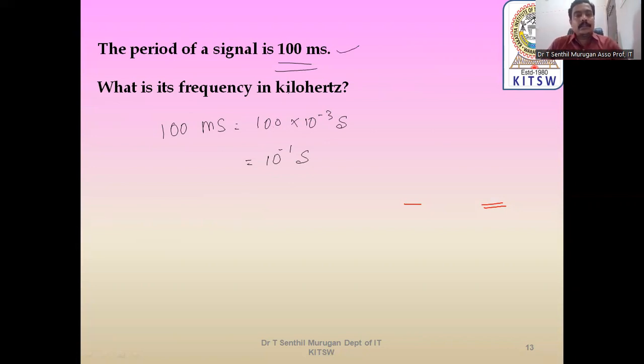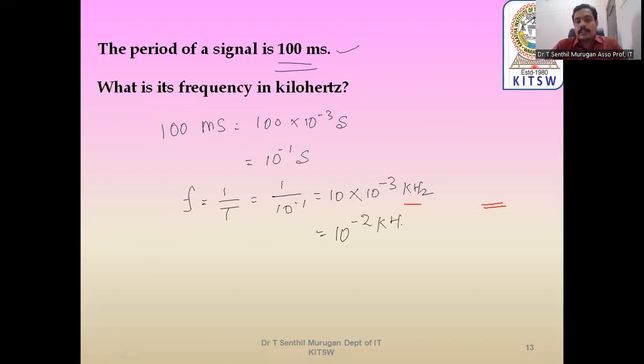Then they are asking for the frequency in kilohertz. What is the frequency? So now you can say frequency equals 1 by time, because it is the inverse of the period. So 1 by 10 power minus 1. So the value is 10. So finally 10 into, how many kilohertz they are asking. Kilohertz means 10 power minus 3. So now what will happen? 10 power minus 2 kilohertz. This is the answer. So how can we write it? 0.01 kilohertz.